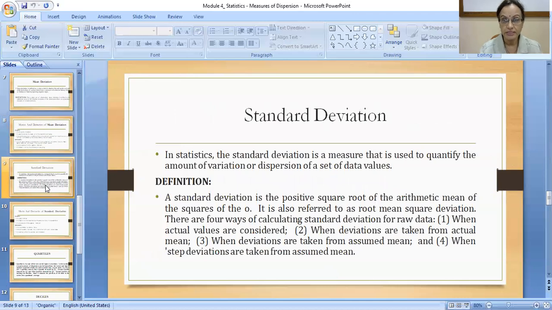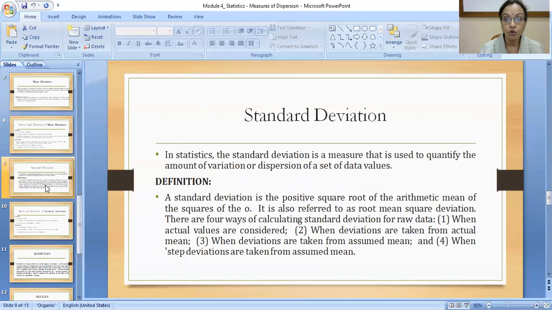Standard deviation. In statistics, the standard deviation is a measure that is used to quantify the amount of variation or dispersion of a set of data values. A standard deviation is the positive square root of the arithmetic mean of the squares of deviations. It is also referred to as root mean square deviation.